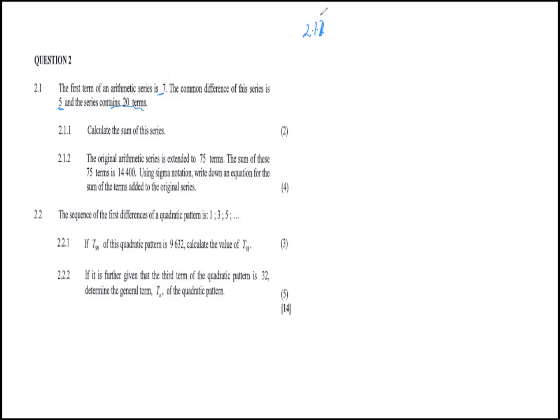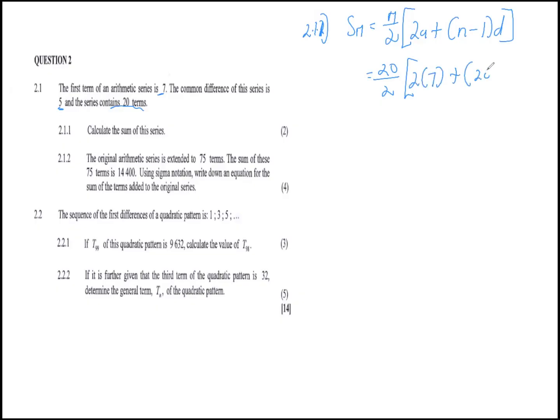So to calculate that, we are going to just say Sn is equal to n over 2, and then 2a plus bracket n minus 1, and then we have d like that. So how many terms do we have? That's 20 over 2, and then our first term, they said, is what? 7, and then here we have 20 once more, and then multiply that by 5, close bracket. Then you're just going to punch all of that into your calculator.